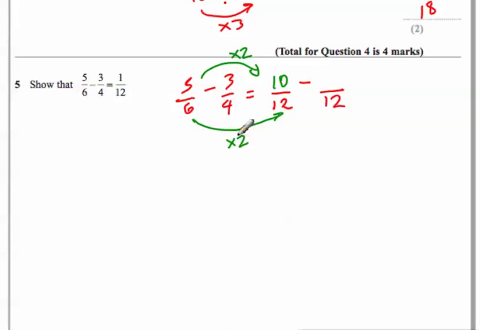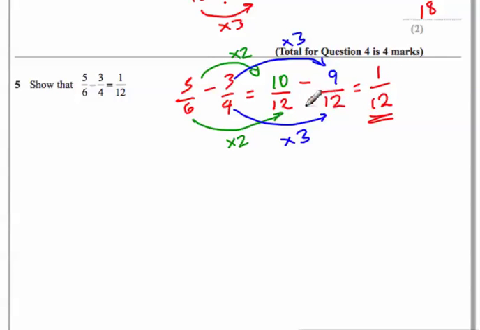And what have I done to the 4 to get 12? Well, I must have multiplied by 3. So I must do the same to the top, which means I'll get 9. So I end up with 10 twelfths take away 9 twelfths, which is just 1 12th. Whatever you do, do not subtract the denominators. We're talking about twelfths here. 10 twelfths take away 9 twelfths leaves 1 12th.